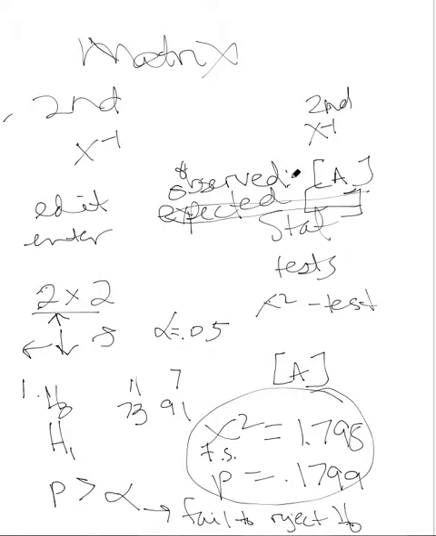So I fail to reject the null. The null is that they are independent of each other. So I'm failing to reject that. So there's a chance they are independent of each other.